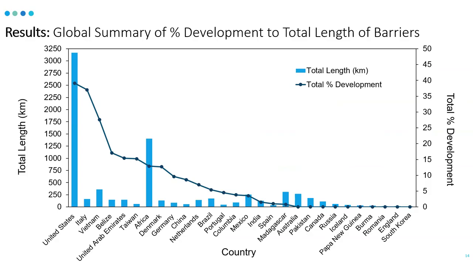This graph shows the total length of barrier islands by country compared to the total percent development for these countries. The top 3 most developed countries in the world are the United States, Italy, and Vietnam. However, it is important to note that Italy and Vietnam have disproportionately smaller shoreline lengths, but they're highly developed. And the United States has at least twice as much shoreline as any other country in the world by an order of magnitude. And it was an anomaly in the overall results.